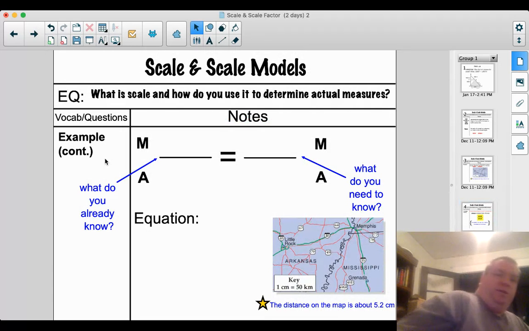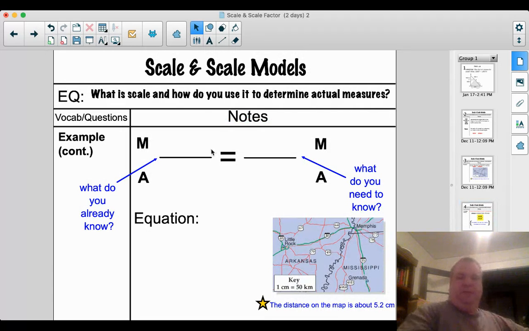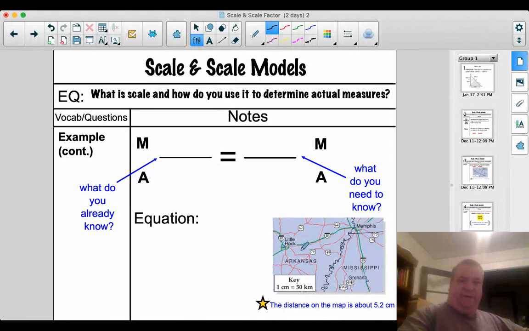So we're going to use what we already know. When we're given a scale, that scale already gives us one of our ratios. It tells me that 1 centimeter corresponds to 50 kilometers. So again, I'm going to do the model on top. The model is how far it is on the map, which is 1 centimeter. The bottom is how far it is in real life, which is 50 kilometers. Okay, so there's my scale.